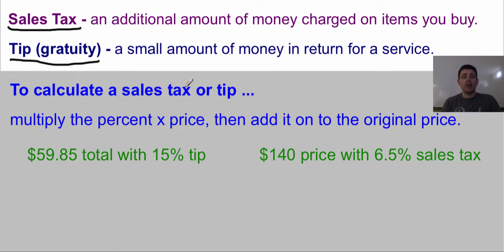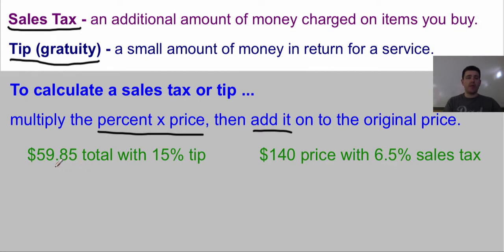So in order to calculate a sales tax or a tip, there are basically two steps. Multiply the percent times your price, then add it onto the original price. So it's an additional amount that gets added on to your total. You go to buy a video game for $60, you don't pay just $60 at the store, you pay $60 plus the sales tax that gets added on. So it's literally as simple as this.